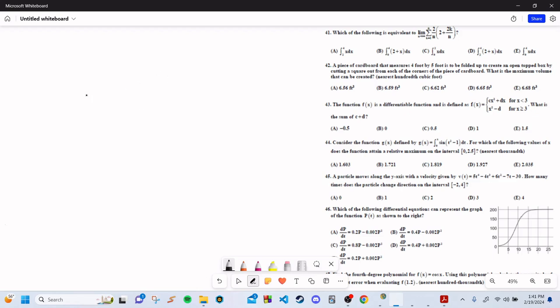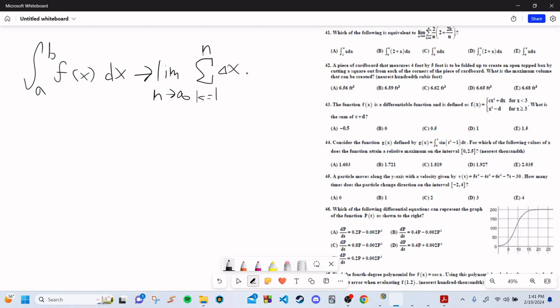And so the way that we define an integral as a limit, so we have some integral of f of x from a to b, we can write that as the limit as n approaches infinity of the summation from k equals 1 to n of delta x times f of x sub k, where delta x is equal to the difference between the upper bound and lower bound divided by n, and x of k is equal to a plus delta x times k.